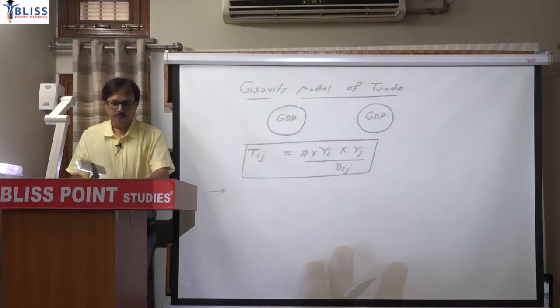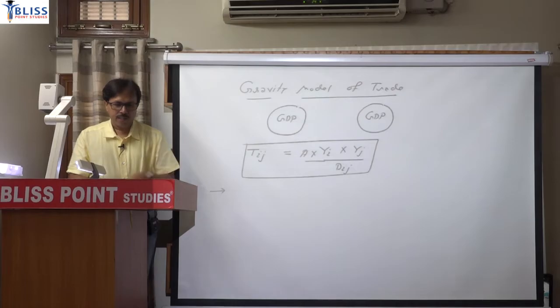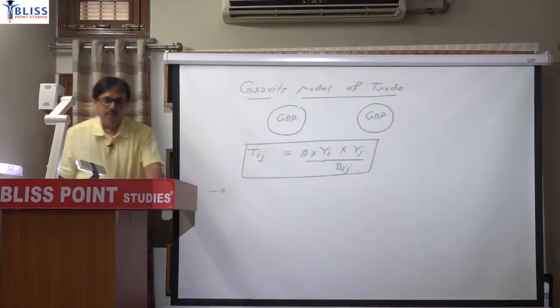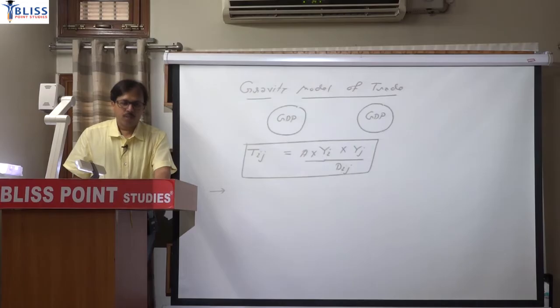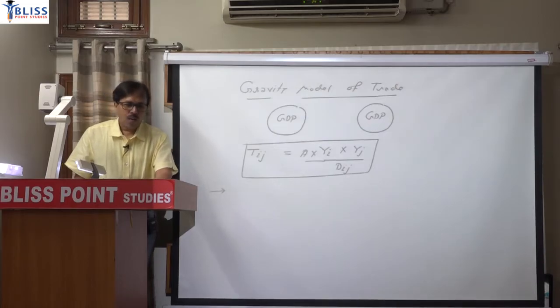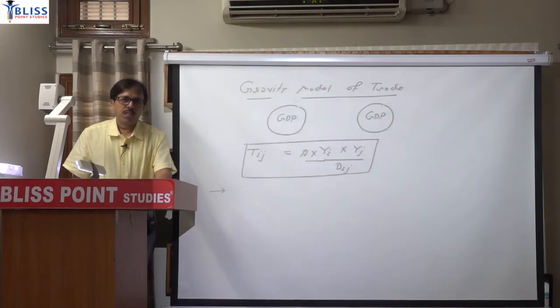The gravity model of trade relates trade between any two countries to the size of their economies, where size is in terms of GDP, and also to the distance between the two economies.